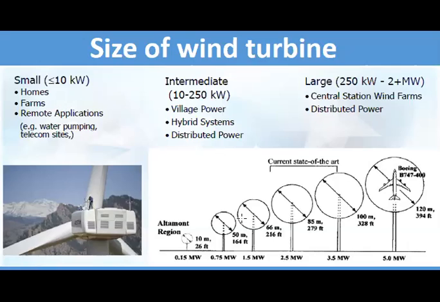So you can see here, this is the current data. 0.15 megawatt, 0.75 megawatt, 1.5 megawatt, 2.5 megawatt, 3.5 megawatt, and 5 megawatt are the current running wind turbines.